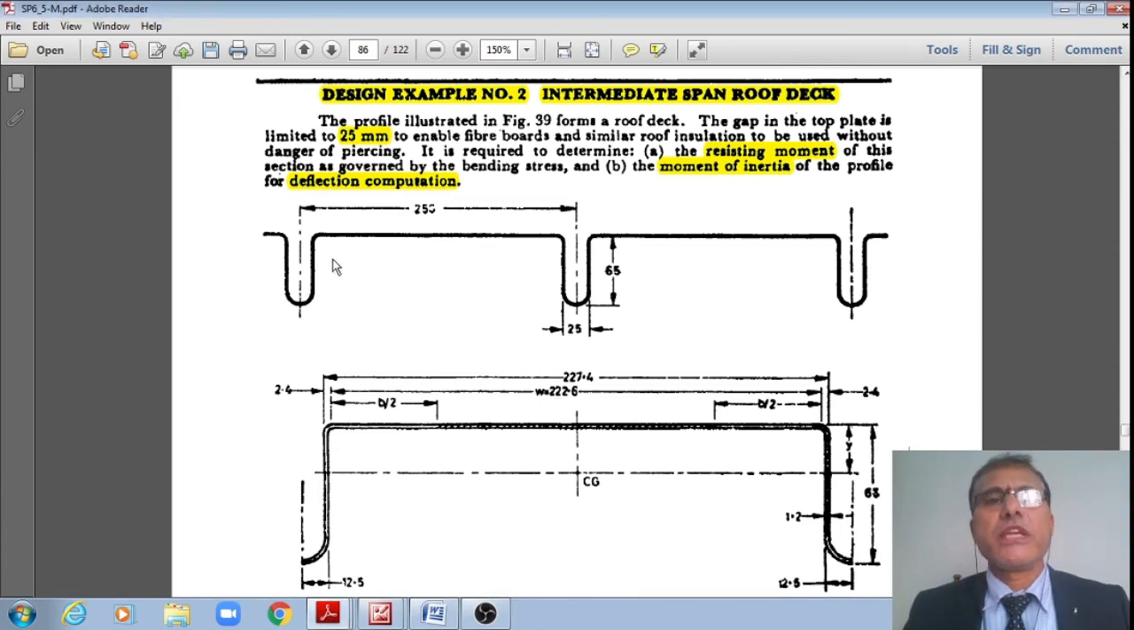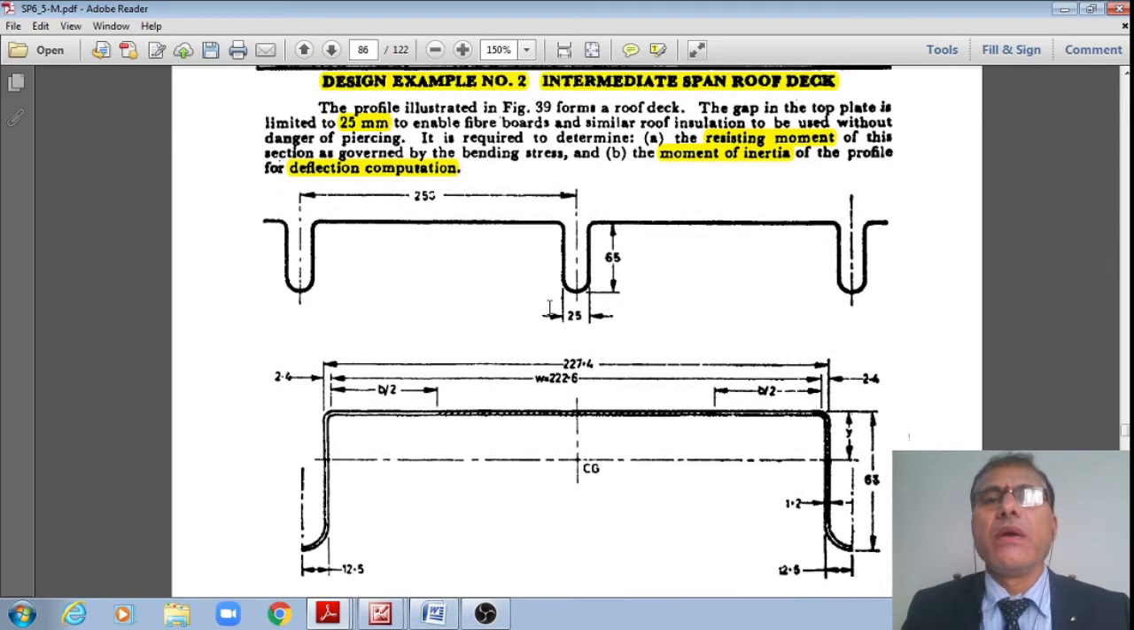Now, let's move to the next problem. Intermediate span roof deck. Now this is how the profile is illustrated in the figure. This figure 39 forms a roof deck.